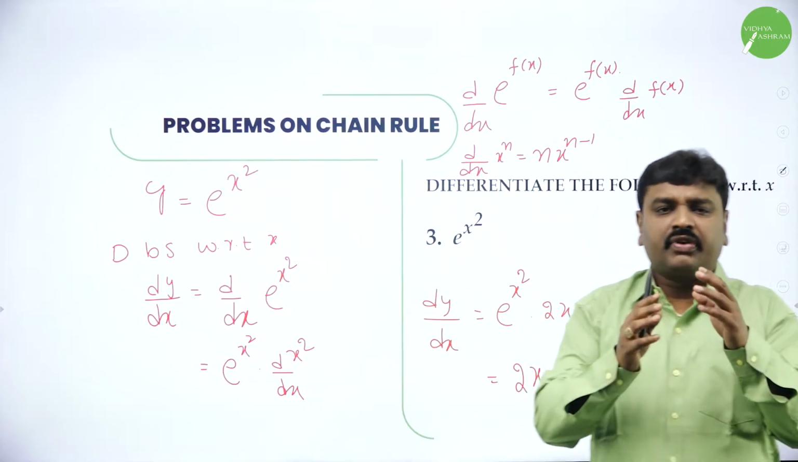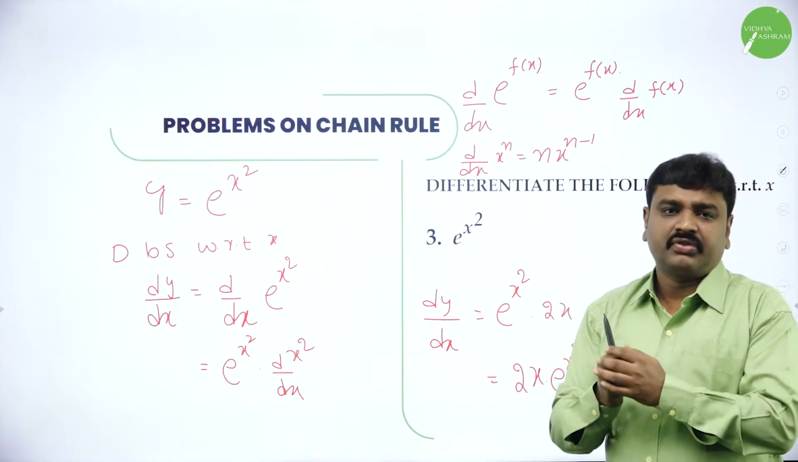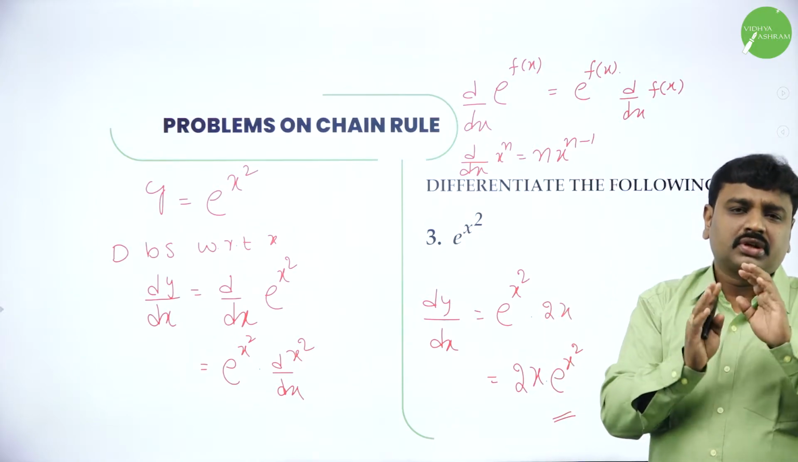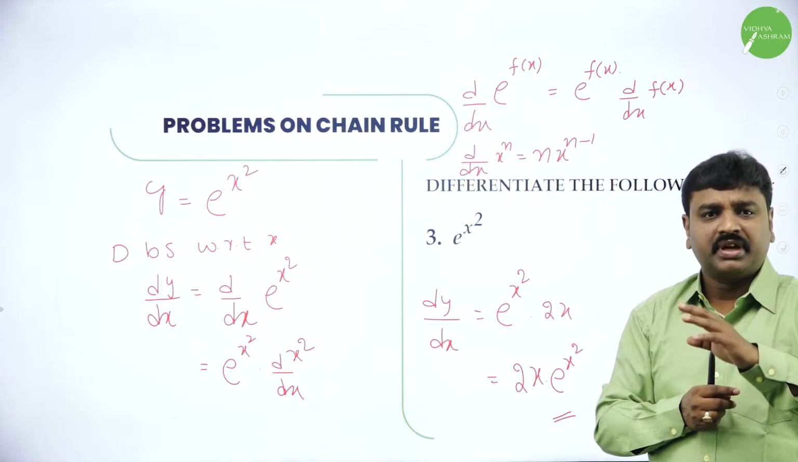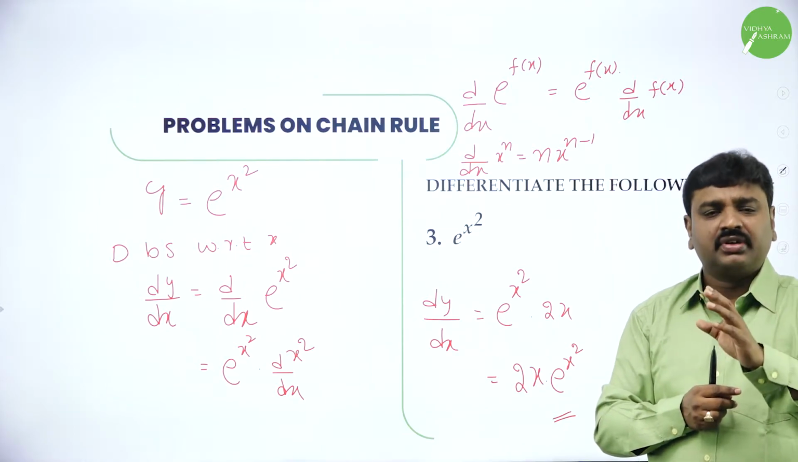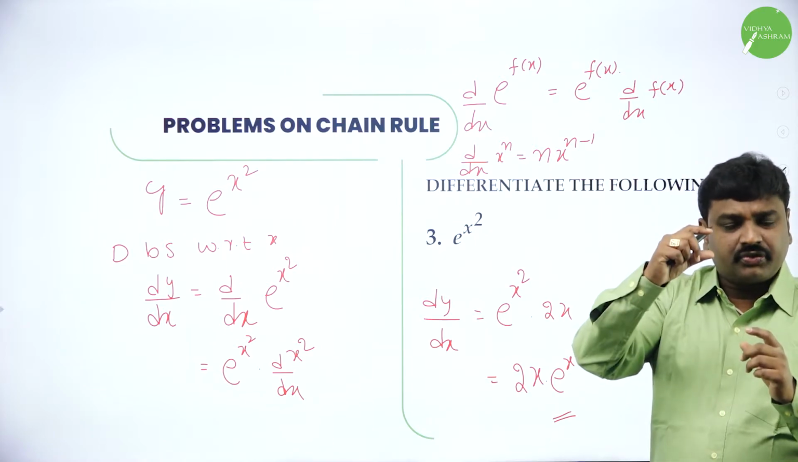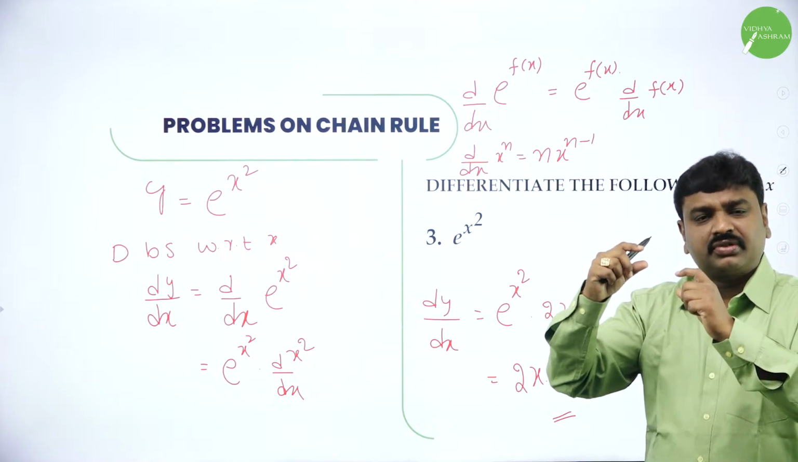All of you know log f of x means 1 by f of x into d by dx of f of x. But the basic formulas, if you are thorough enough, you know what is the derivative of root x? 1 by 2 root x. What is the derivative of log x? 1 by x. What is the derivative of e power x? e power x. That is the reason e power f of x becomes e power f of x into d by dx of f of x.